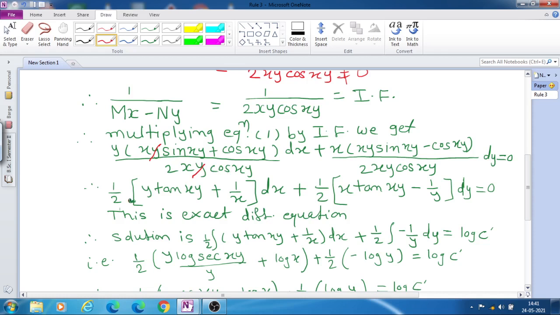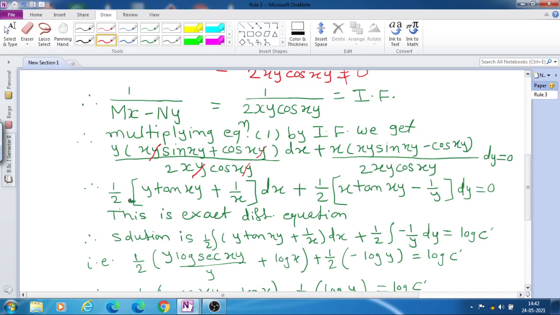Therefore we have written here y into bracket, this y is taken inside the bracket, therefore y into sin xy upon cos xy means tan xy, plus this cos xy divided by 2xy cos xy. 2 is common here, so cos xy cancels, and only this y also cancels with this y, and here remains only 1 upon x, 2 is outside the bracket.